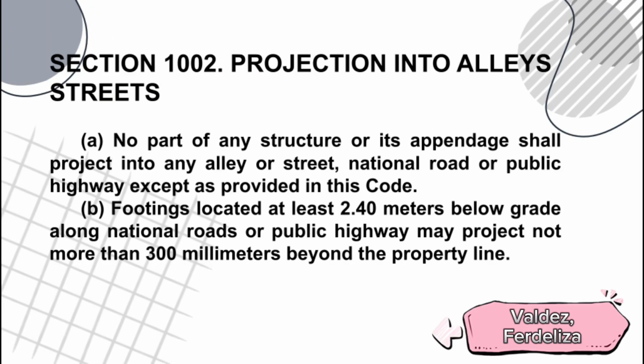Section 1002, Projection into alley streets. No part of any structure or its appendage shall project into any alley or street, national road or public highway except as provided in this code. Footing located at least 2.40 meters below grade along national road or public highway may project not more than 300 millimeters beyond the property line. So a public highway should not extend more than 300 millimeters and footing should at least be located at 2.40 meters below the grade.